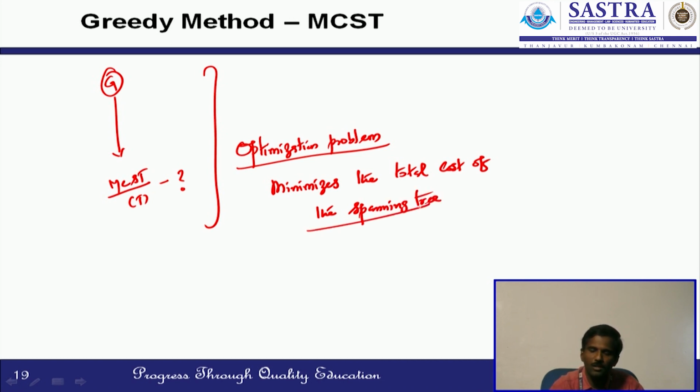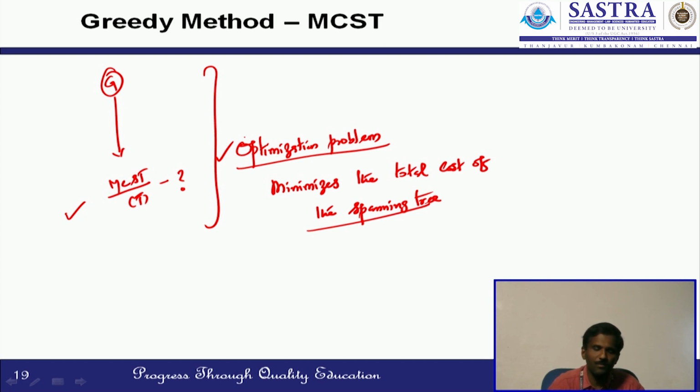Spanning trees are used in different applications. In electrical circuits, right, we can minimize the total cost. In different locations, if you want to connect all locations using cables, we can find the minimum cost spanning tree so that the cost of the cables for the interconnection between the locations is minimized. So clearly, determining the minimum cost spanning tree for the given weighted connected graph is an optimization problem that minimizes the total cost of the spanning tree.